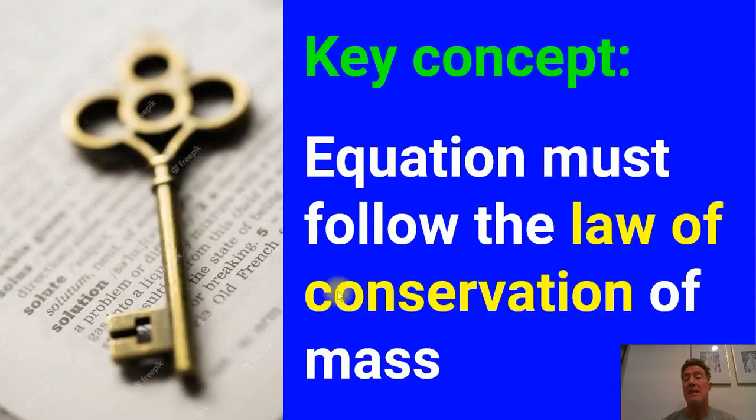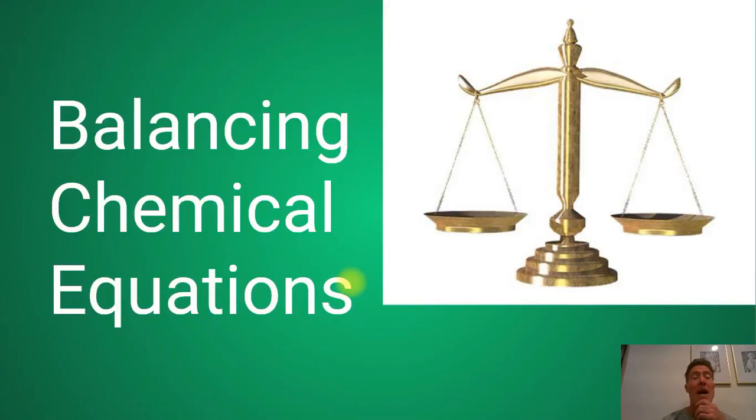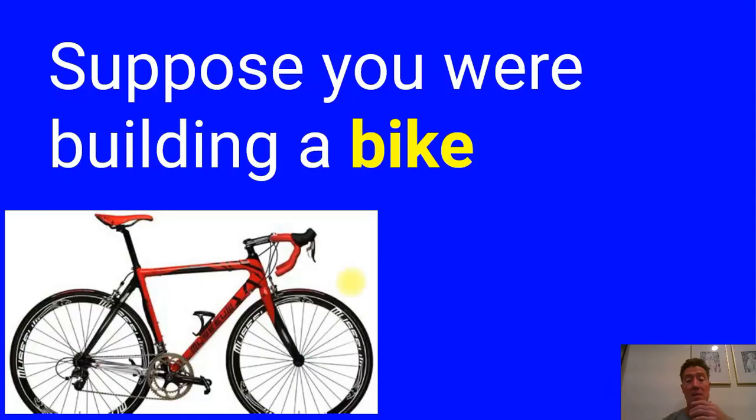So the key concept is equations must follow the law of conservation of mass. Whatever you have on the left, you have to have on the right. So how do we balance chemical equations? How do we go from an unbalanced skeletal equation to a balanced chemical equation? Let's just look at something simple. Let's say we're building a bike.